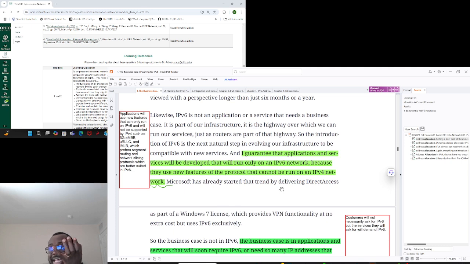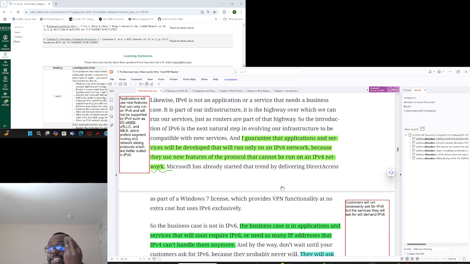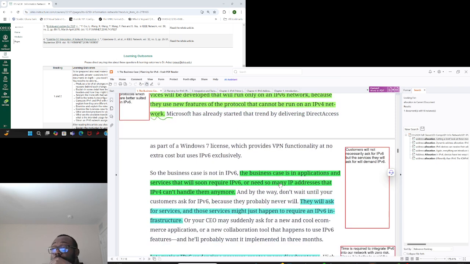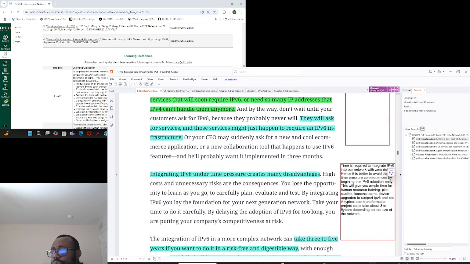So these are services that will drive us, and there are many services. As a university or as an industry, it is better for you to upgrade your core or your backbone and get yourself ready for IPv6 with a dual stack solution, awaiting service demands, right? So the business case will definitely be in the application services that will soon require IPv6 or need so many IP addresses that IPv4 cannot handle them. IoT is a typical example. Massive machine-to-machine connections is also a typical example.